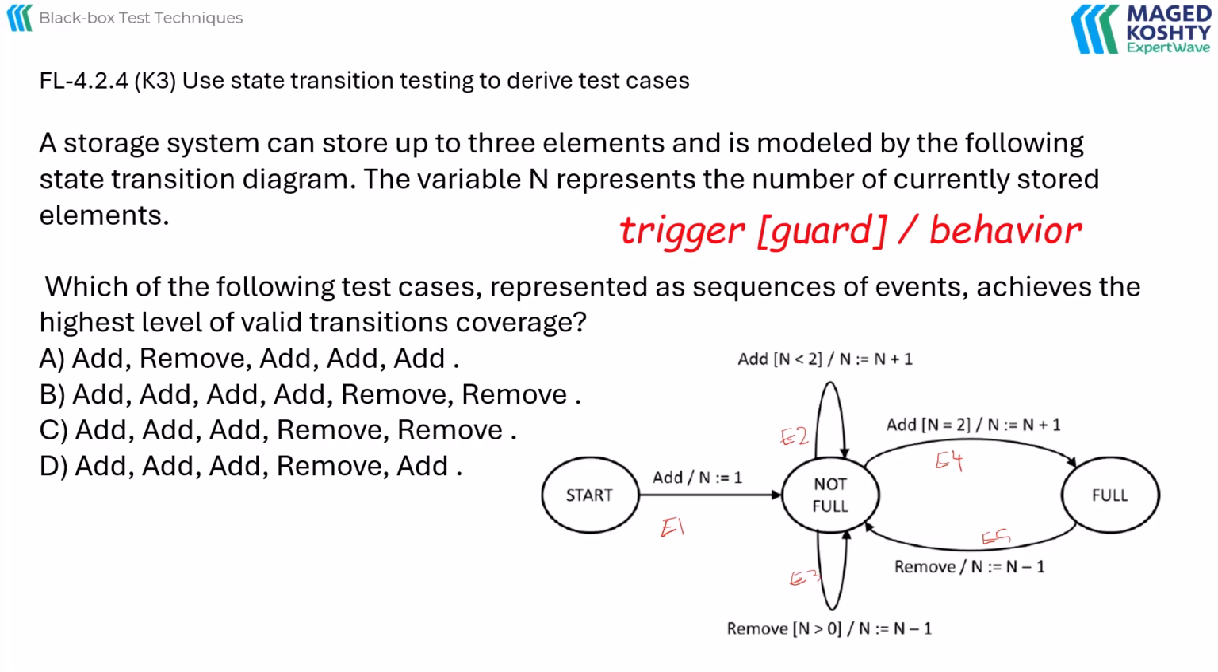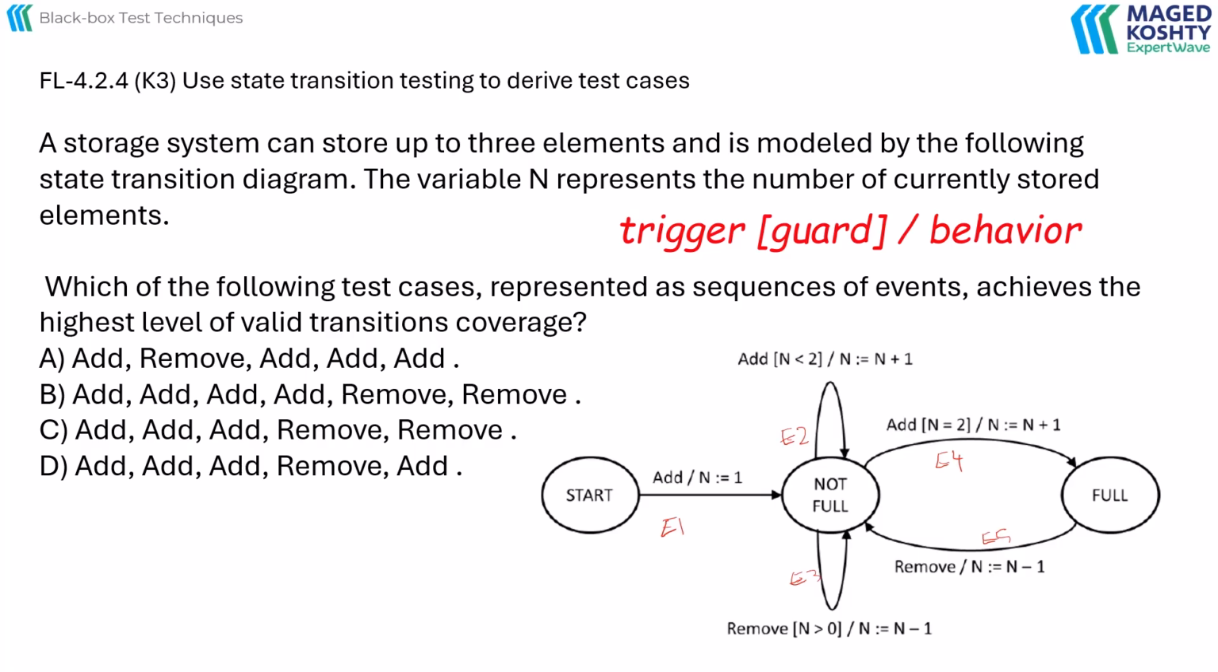Notice that when the add event occurs while being in the not full state, the state changes to full only if n equals 2. If n is less than 2, the system stays in the not full state. If n equals 0, no remove action is possible. Similarly, if n equals 3, no add action is possible. All these are deduced from the labels on the transitions in the diagram.